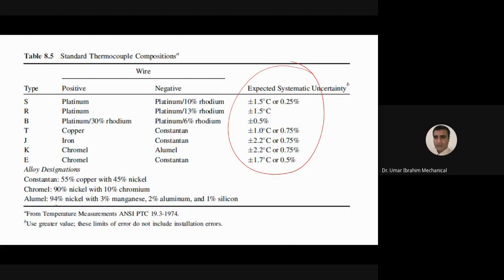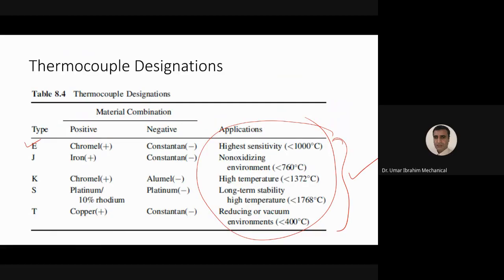So if you look at the accuracy, for S-type, the accuracy is plus minus 1.5 degrees C or 0.25%, whichever is greater. For R-type thermocouple, it is 1.5 degrees C. For B-type it is plus minus 0.5 degrees C. T-type is plus minus 1 degree C or 0.75%. J, K. So you can use these two tables to select a thermocouple for your purpose of temperature measurement. And of course, there will be other considerations like cost of the thermocouple.